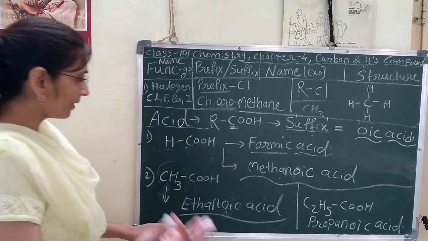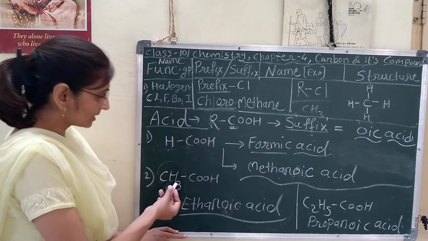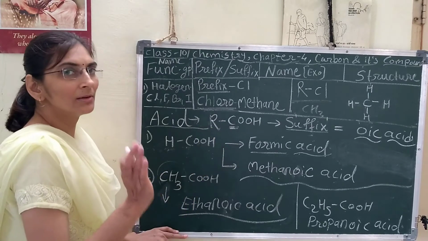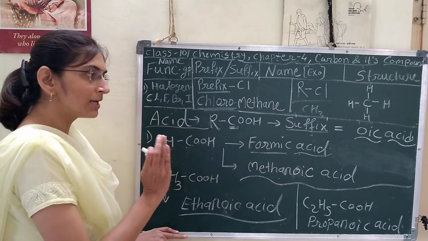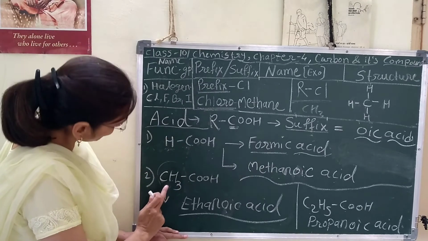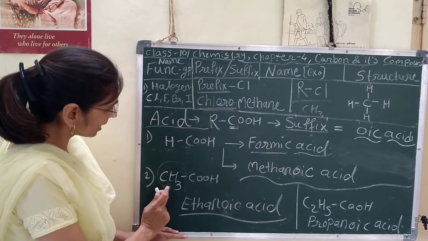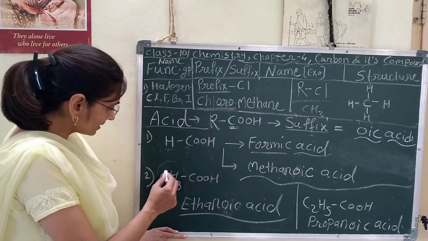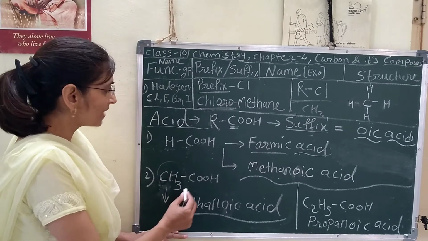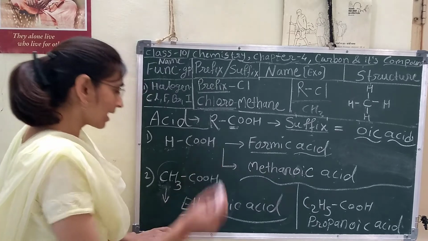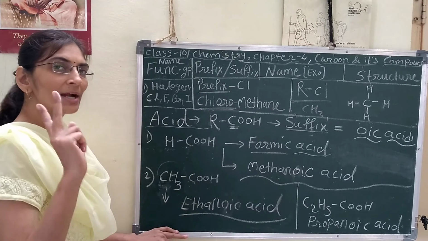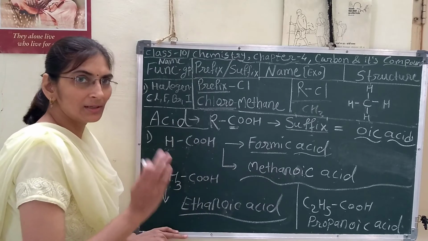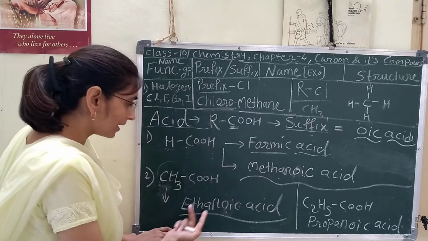Yes. Then we will go towards the second member. The second member will start with R. What is the first R? The first alkyl group. Which is the first alkyl group? CH3. So I have taken here the first alkyl group CH3. In CH3 is one carbon atom, and in the functional group is another carbon atom. So total two carbon atoms are here, so the name will start from eth. For two carbon atoms, the name will be from eth.